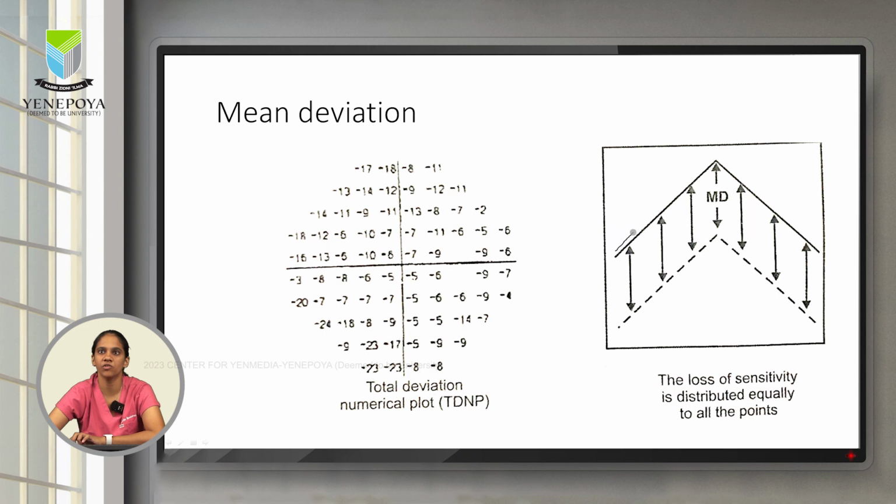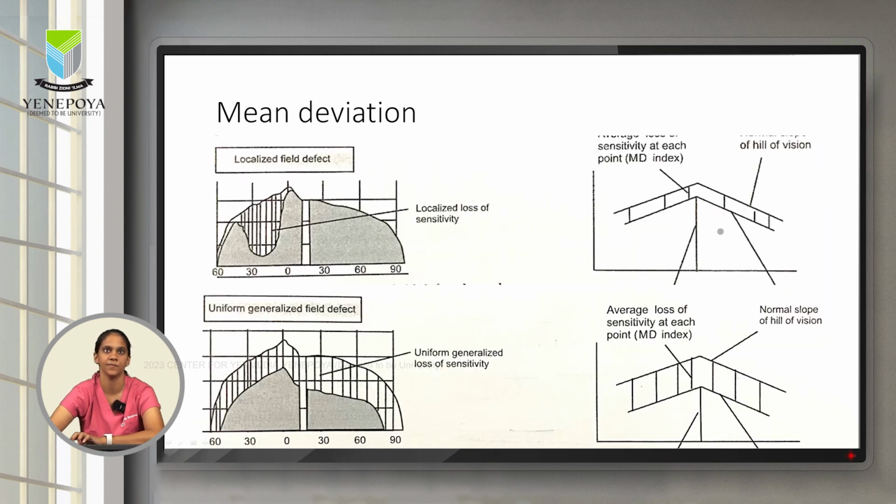So, this is what a normal hill height should be. There is a regular fall of the height of the hill in all points. This distance between the original area and the fall in your patient is going to be measured as the mean deviation. That is the deviation from the normal. That is what we are measuring in mean deviation.